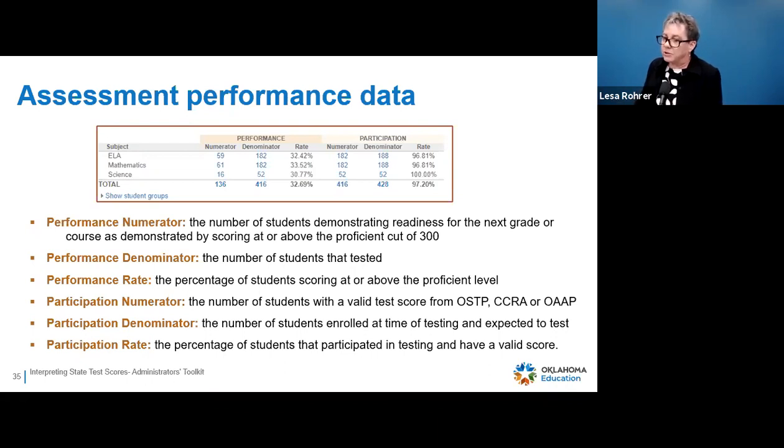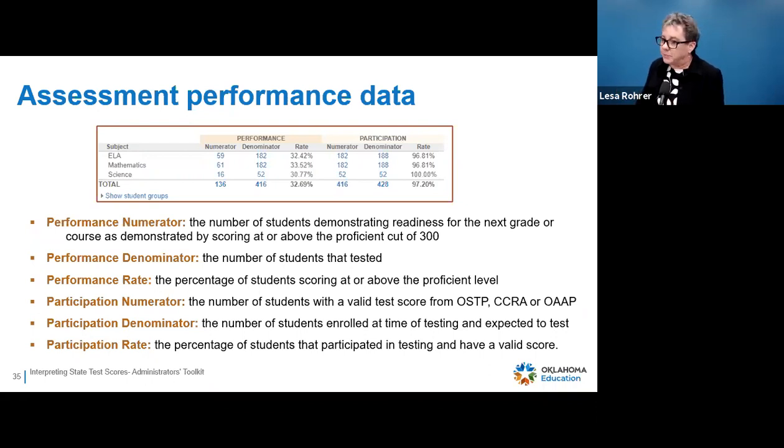So the performance numerator is the number of students that are demonstrating readiness for the next grade or course, demonstrated by scoring at or above the proficient cut of 300. The performance denominator is the number of students that tested. The performance rate is the percentage of students scoring at or above the proficient level, and we arrive at that by taking the numerator, dividing it by the denominator, and multiplying it times 100.